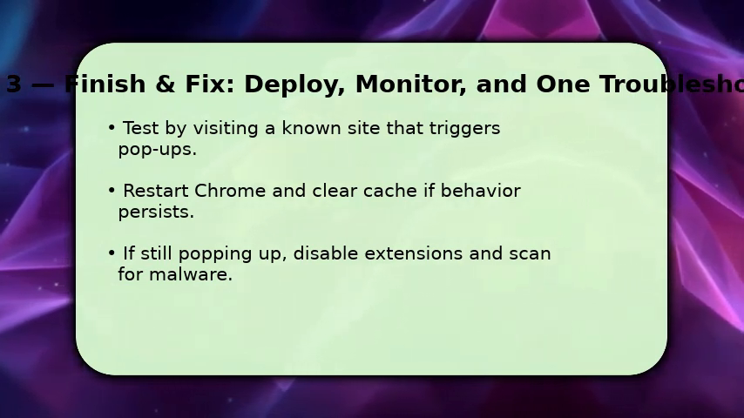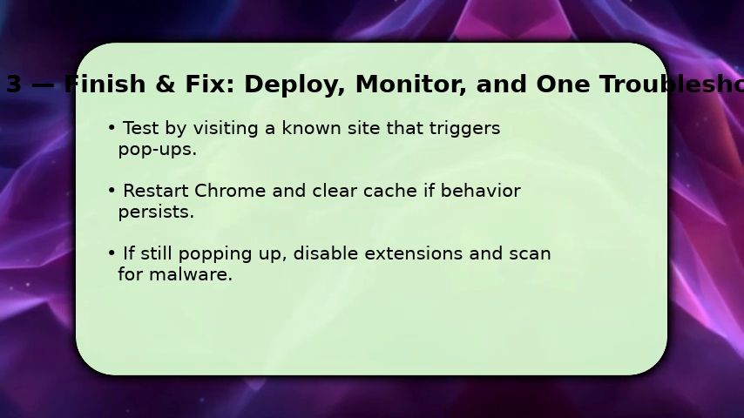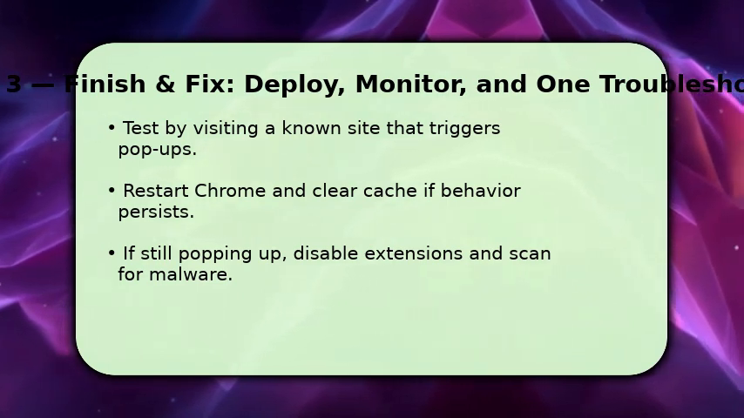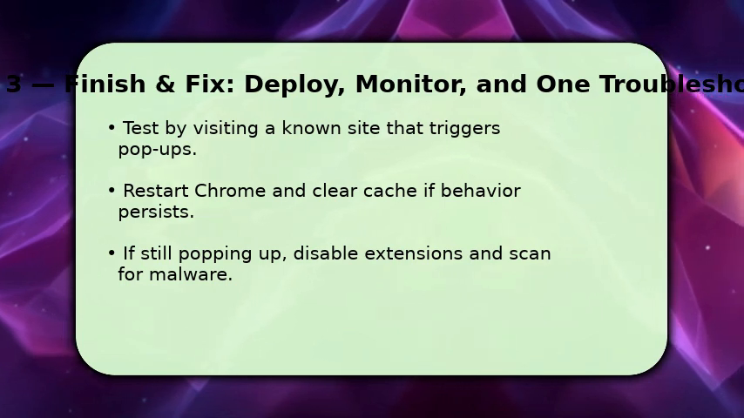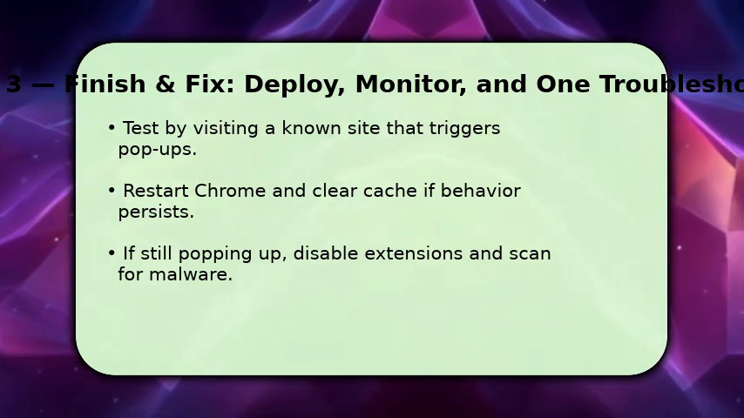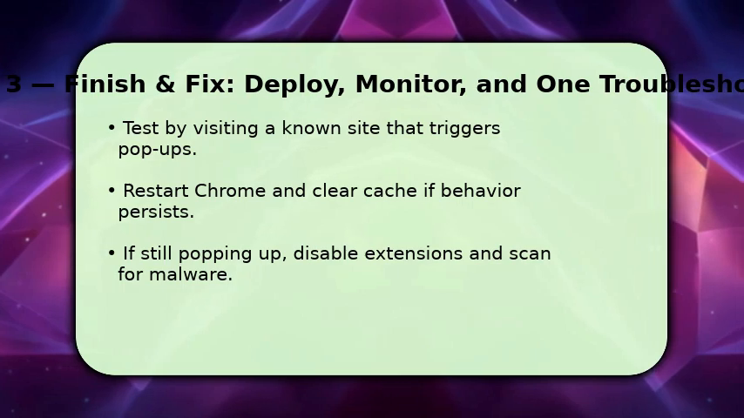If disabling extensions doesn't help, run a quick malware scan and, if necessary, reset Chrome settings. These steps remove hidden scripts that bypass the pop-up blocker and restore normal behavior.